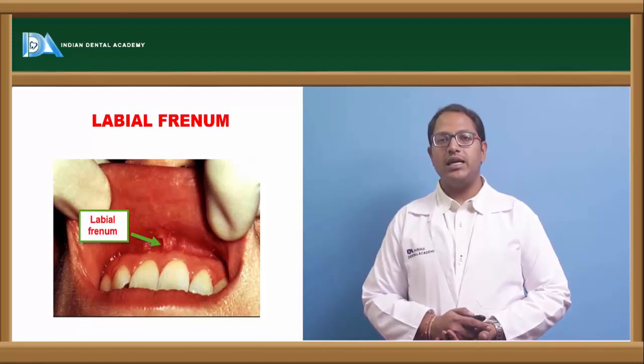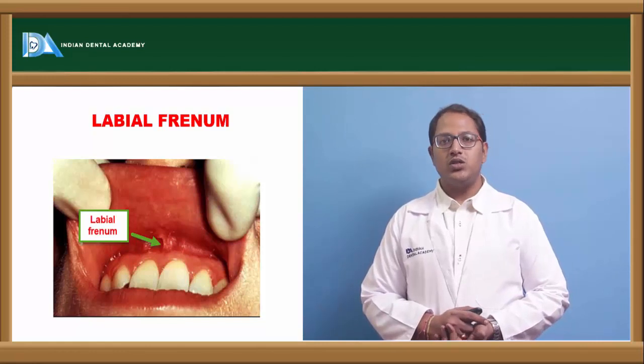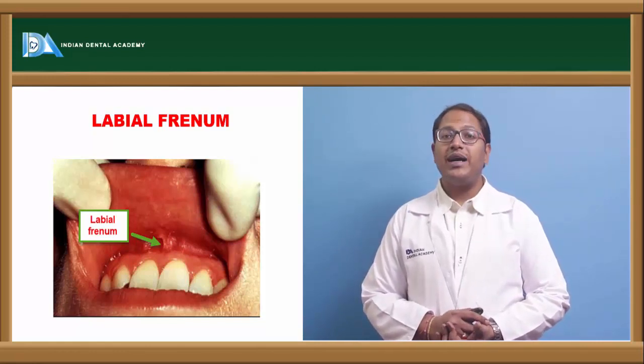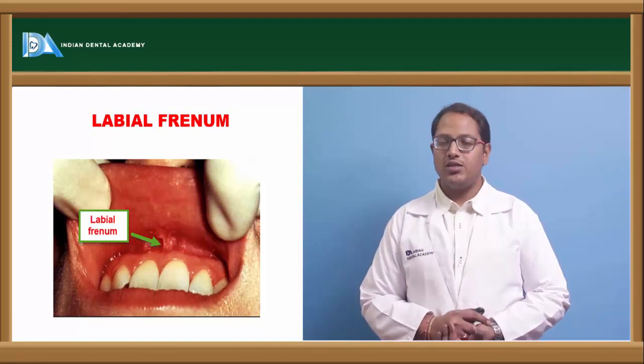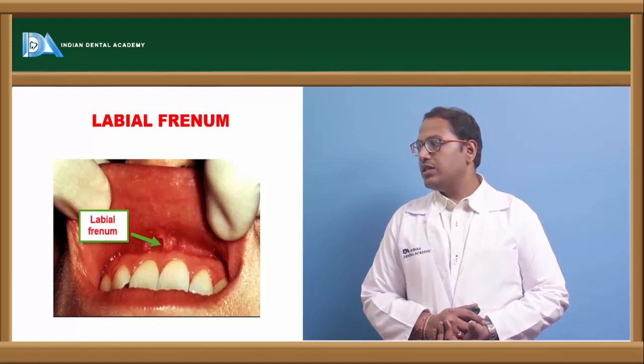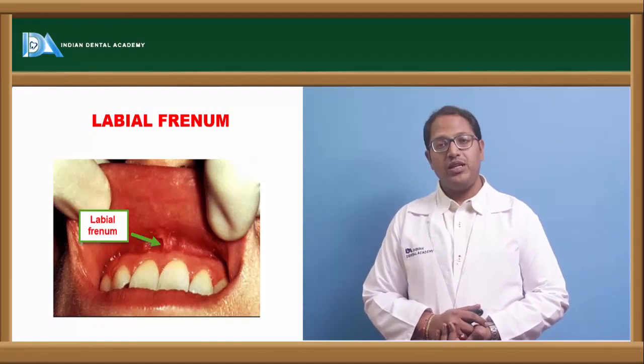The first thing is that it doesn't have any muscle attachment. So it's a fibrous band. What is the advantage for us? It is a passive frenum. It cannot dislodge our denture. It is not active, unlike that of the mandible. We will come across that. So the first thing is that it is a passive frenum.